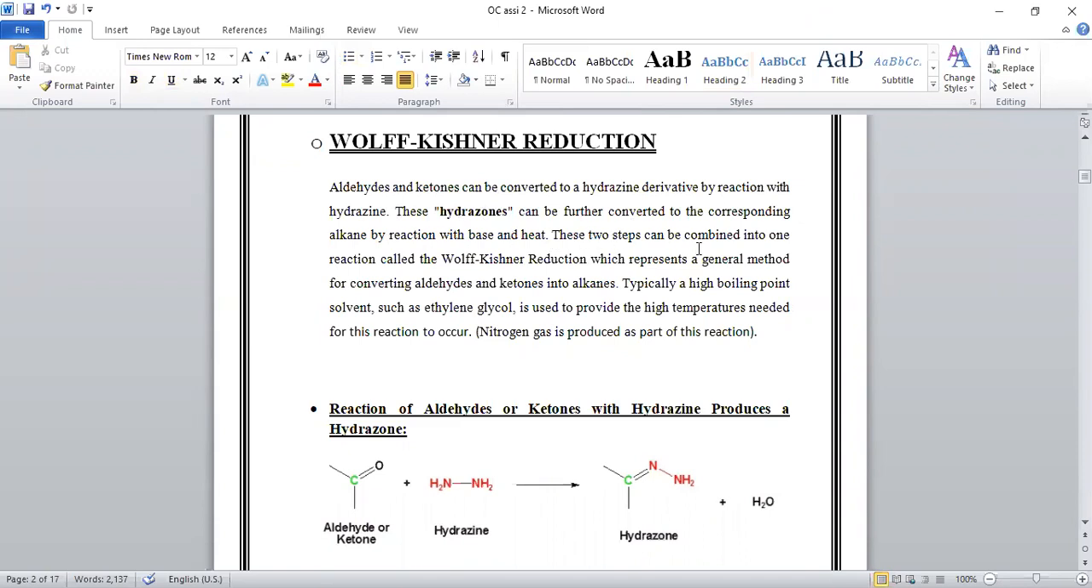Then these two steps can be combined into one reaction called Wolff-Kishner reduction, which represents a general method for converting aldehydes and ketones into alkanes. Typically, a high boiling point solvent such as ethylene glycol is used to provide the high temperatures needed for this reaction to occur, and nitrogen gas is produced as a part of this reaction.